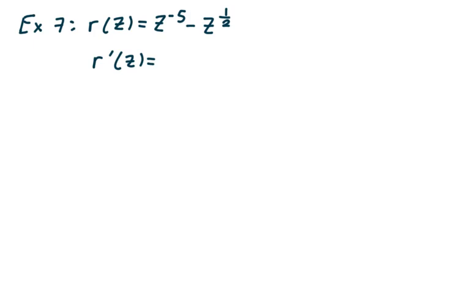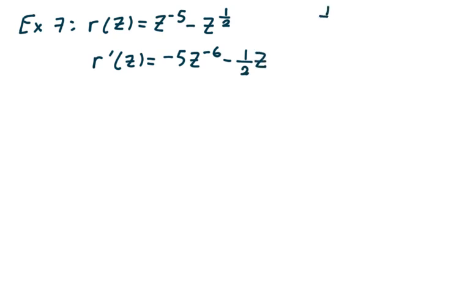Let's take a look at example 7. So in example 7, let's try this one. R of z is z to the negative 5 minus z to the 1/2. And I want r prime of z. So this is negative 5z to the negative 6 minus 1/2 z.